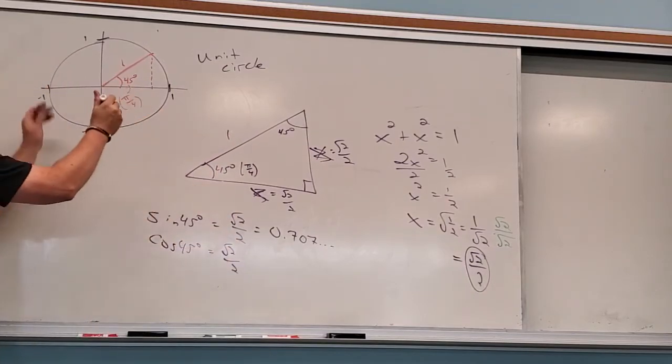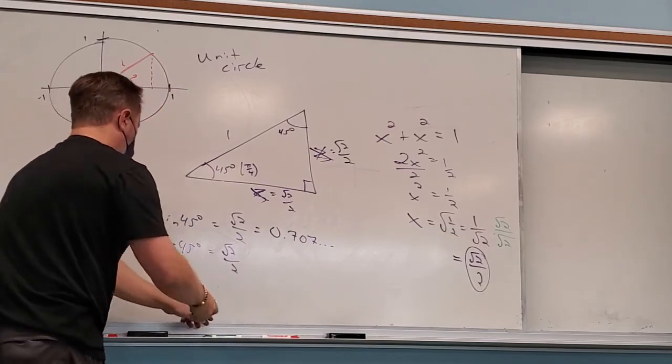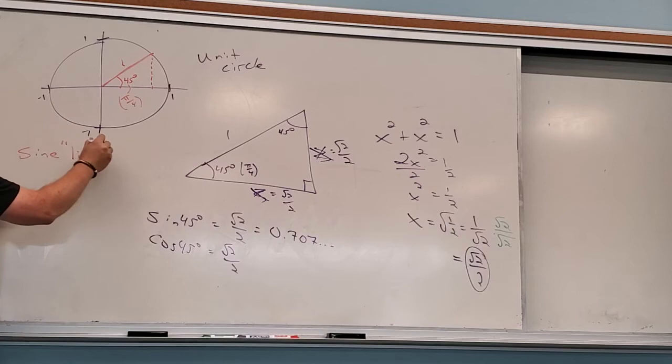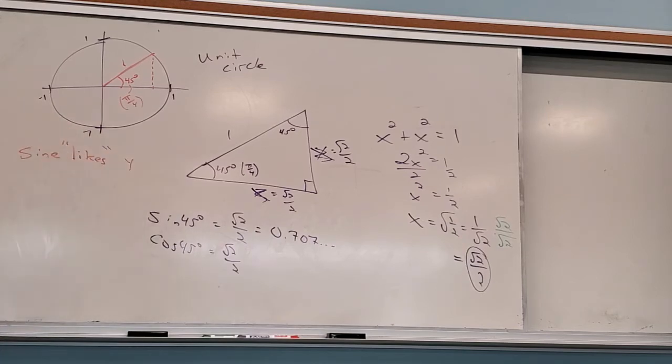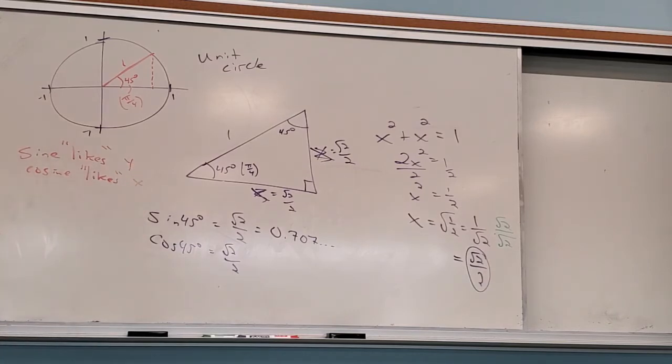Why does that make sense? Because, okay. Sine is basically, I'm going to say this a lot, so I'm just going to write this once. Sine likes y. Cosine, in quotes because they can't like anything. They're just words we made up. But sine likes y, cosine likes x.